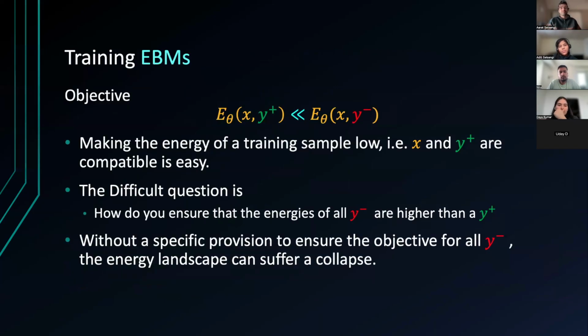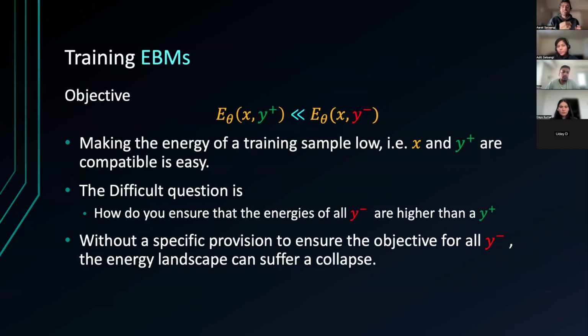So now let's come to training energy-based models. How do you train these models? So the objective is pretty clear. What we need to do in energy-based models is make the energy of compatible inputs lesser than the energy of incompatible inputs. That is, X and Y minus are incompatible, and X and Y plus are compatible.